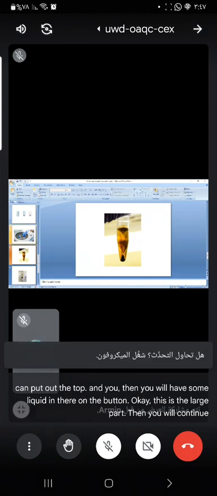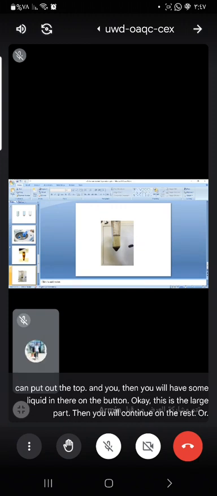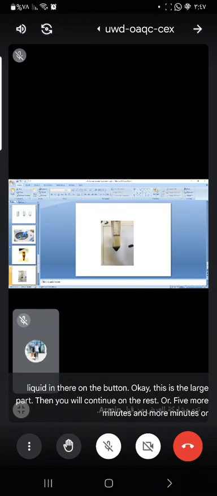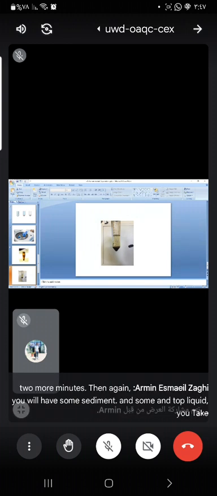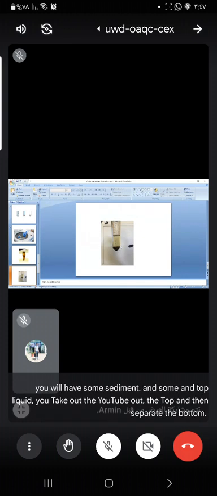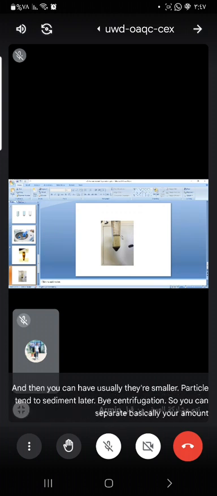Then you will continue on the rest for 5 more minutes, 10 more minutes, or 2 more minutes. Then again, you will have some sediment and some top liquid. You pour out the top, separate the bottom, and centrifuge the top again. Usually the smaller particles tend to sediment later by centrifuging, so you can basically separate your nanoparticles.